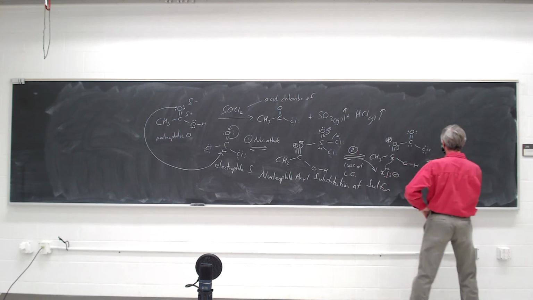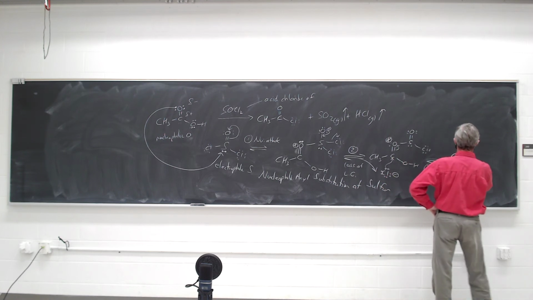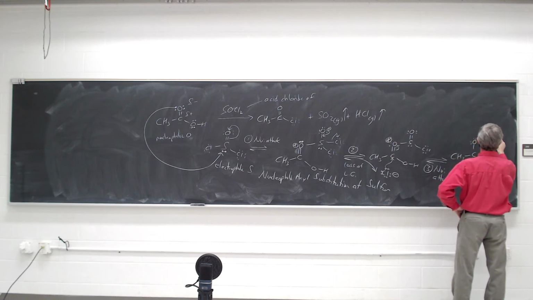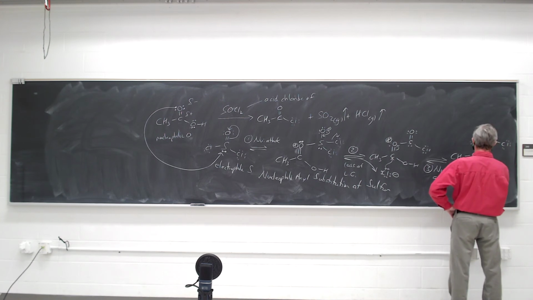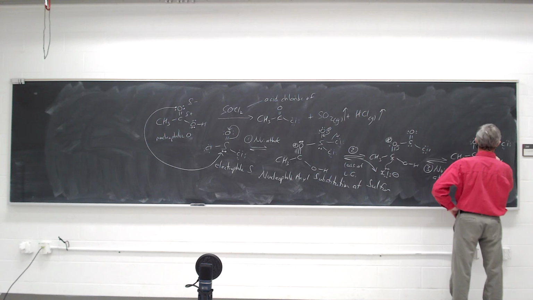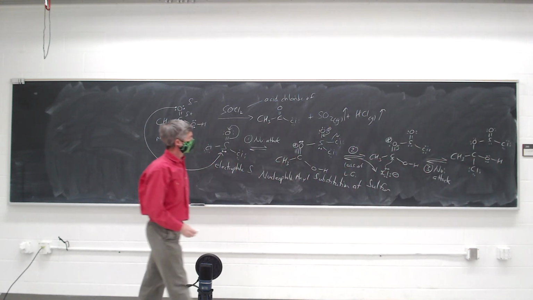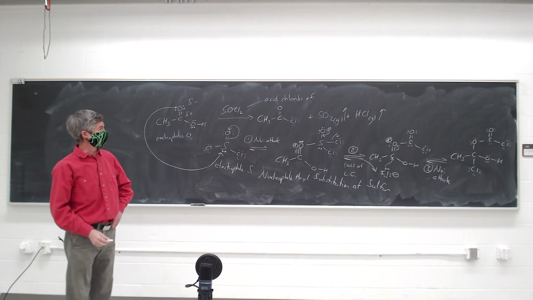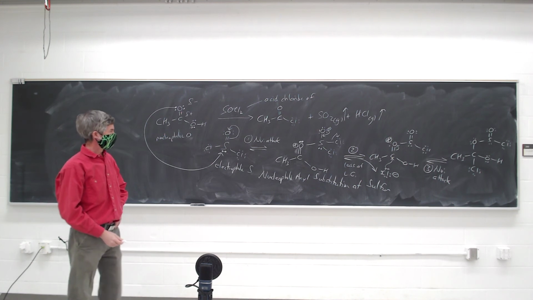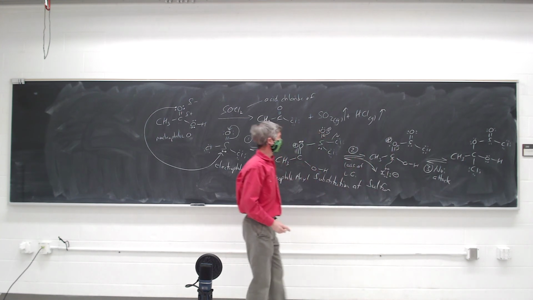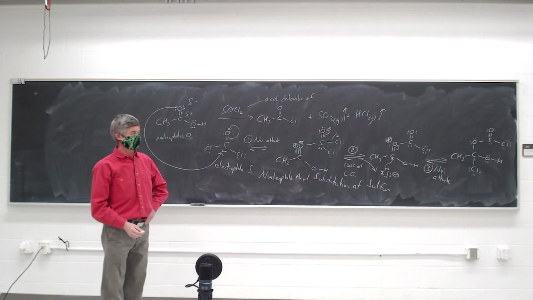So you just booted chlorine off the sulfur and had it come and attack carbonyl carbons, right? So leaving group off sulfur, nucleophile on carbon. And that's pretty reactive now, right? Because of the minor resonance structure that has a positive charge on it. So now what?